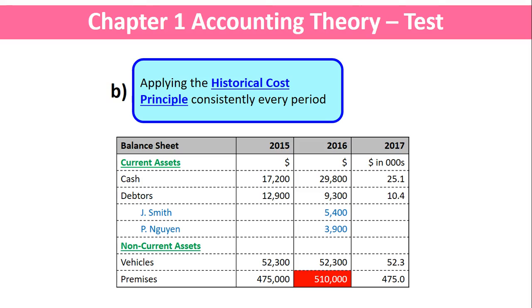B, the historical cost principle hasn't been applied. In 2016, the value of the premises went up from $475,000 to $510,000, but then in 2017 it went back down to $475,000. That means this report's not comparable. To be comparable, we should have applied the historical cost principle every year, so the premises was always valued at $475,000.